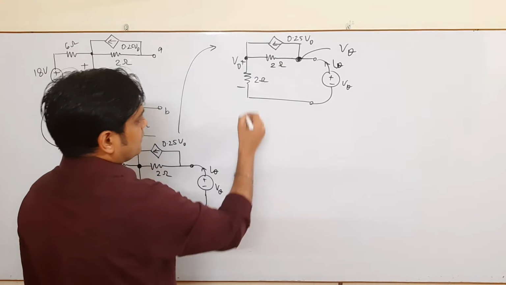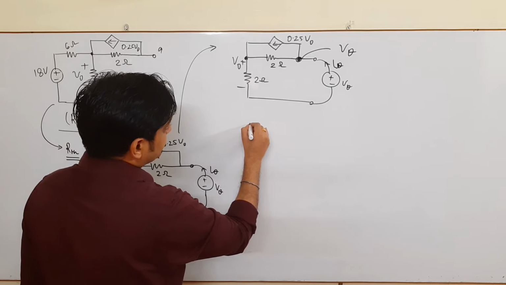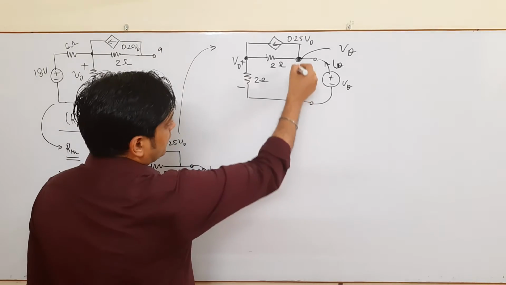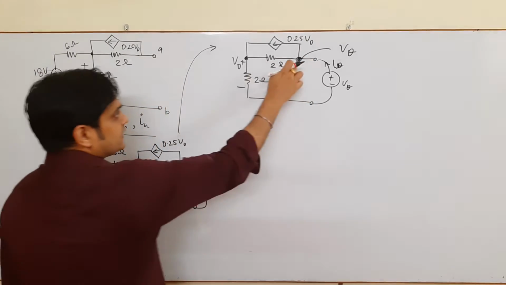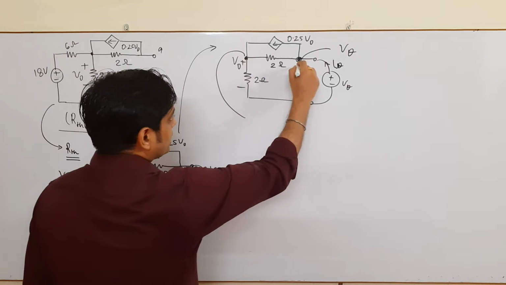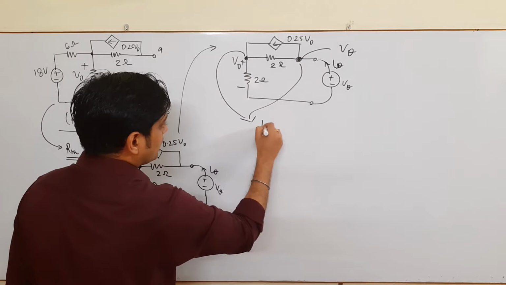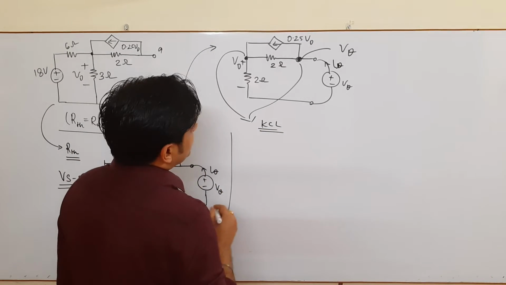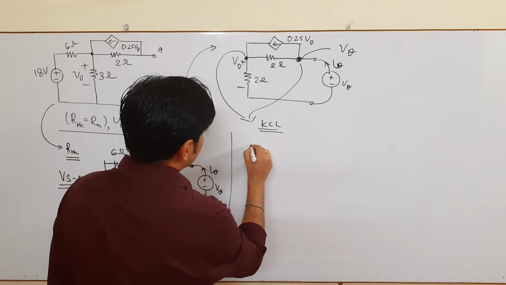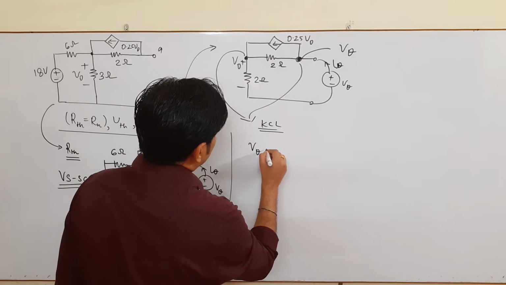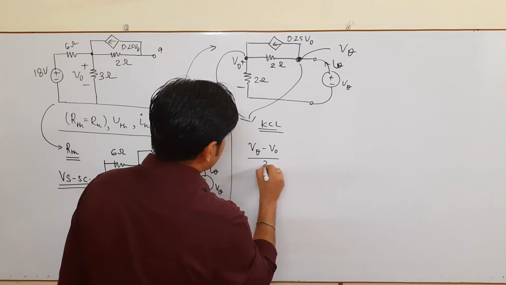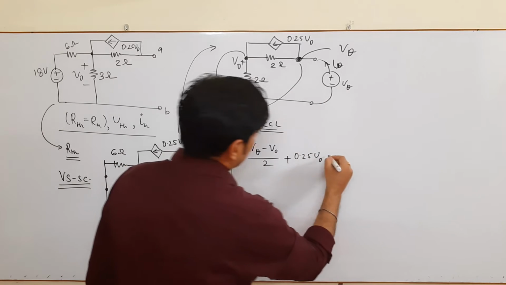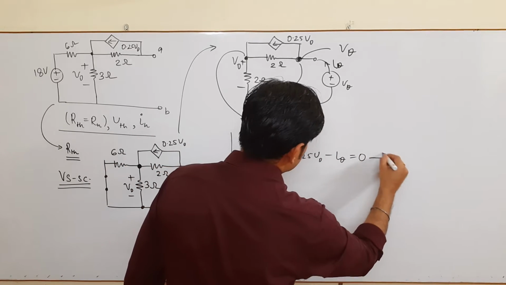We will solve this also. I am applying KCL at this node and at this node. Once I apply the law of KCL, please see what the equation is. It comes to be (V theta minus V naught) divided by 2, plus 0.25 V naught, minus I theta is equal to 0, which is your equation first.